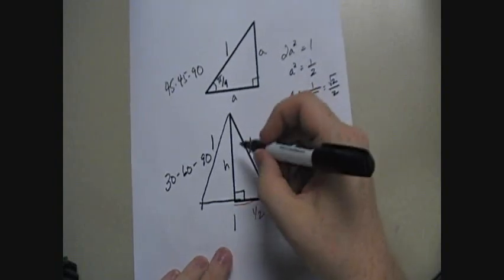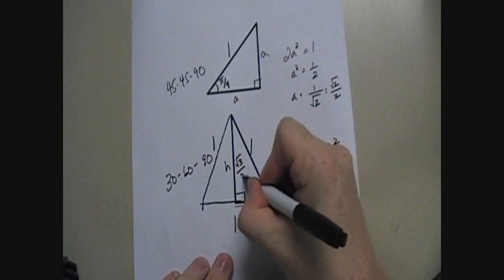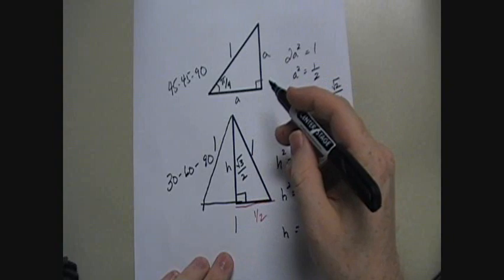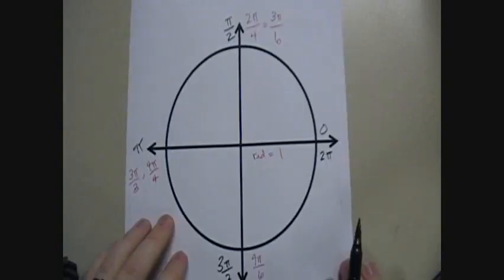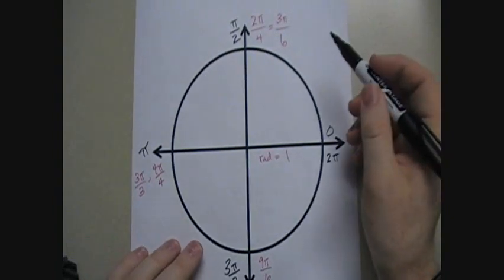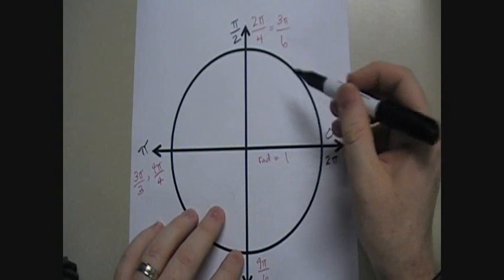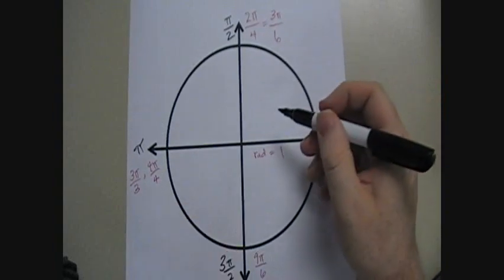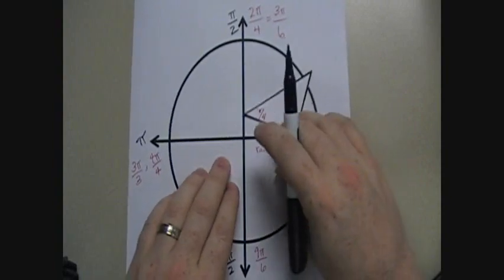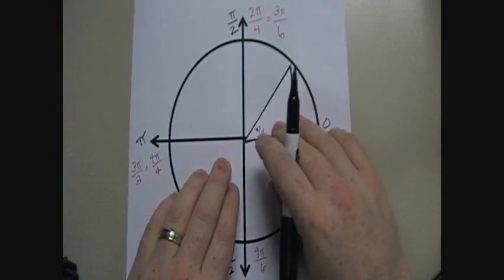So now we have the height, and so we have all the sides of our triangle. Okay? Now, looking back here, let's start building with those triangles as we go through the circle. Now, if I put a triangle up, let me put this one in here real quick. Here is the pi over 4 triangle.